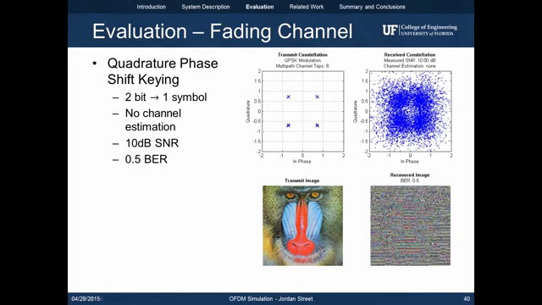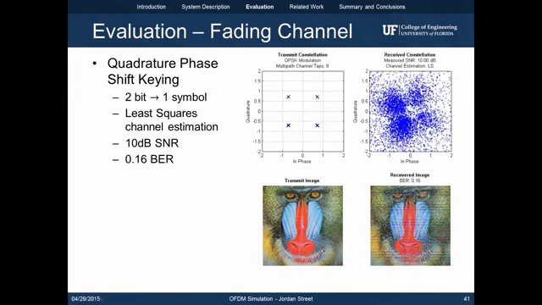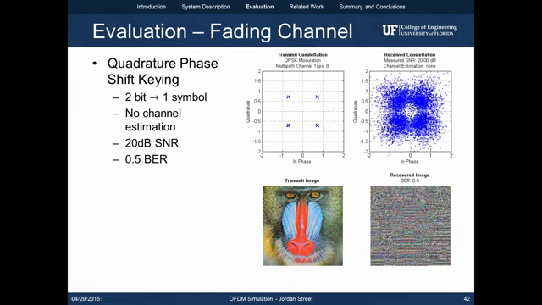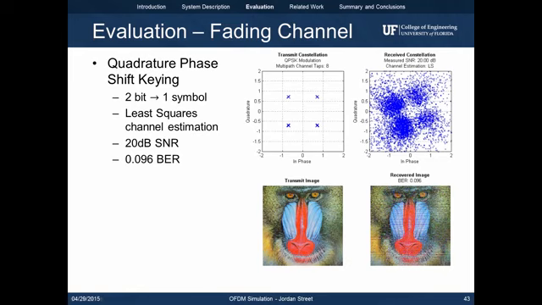We now examine QPSK in the fading channel. With no estimation, the recovered image is unrecognizable. Although the BER is still relatively high, by applying estimation, we can now recognize the image. This is again repeated for a higher SNR with similar results.